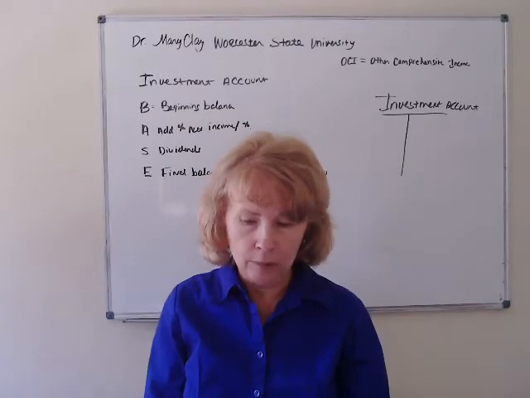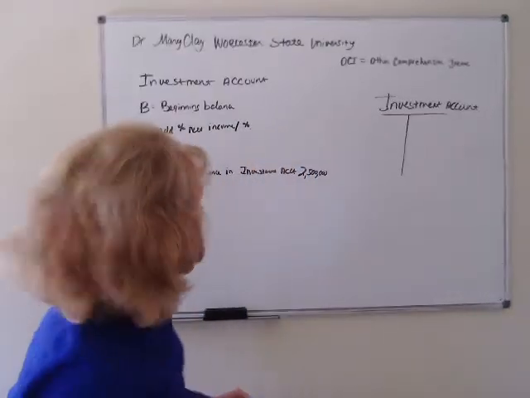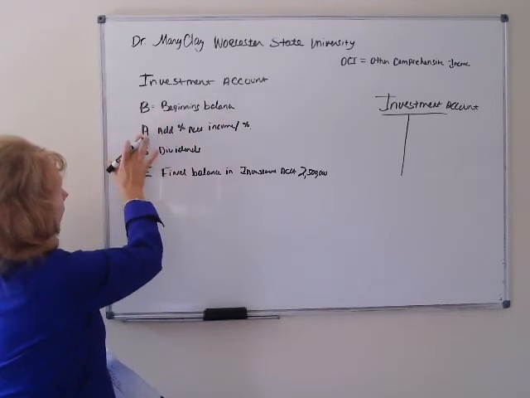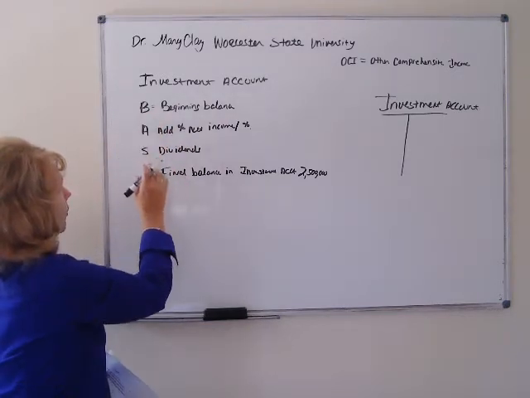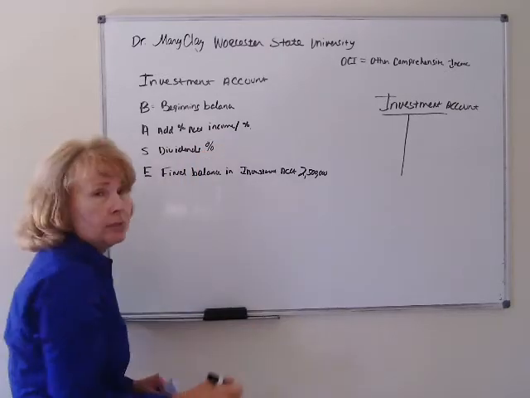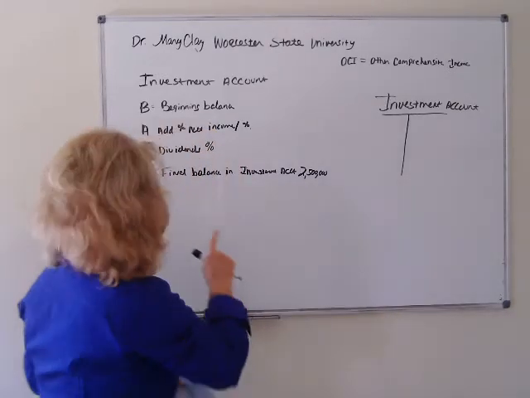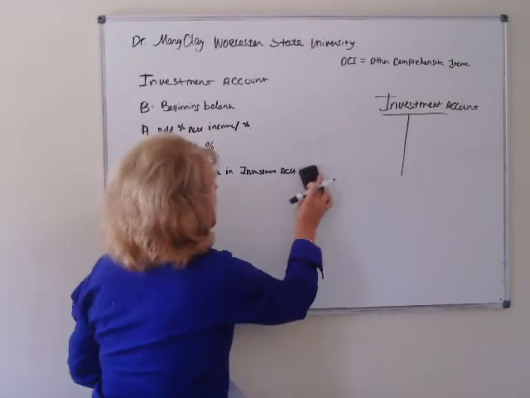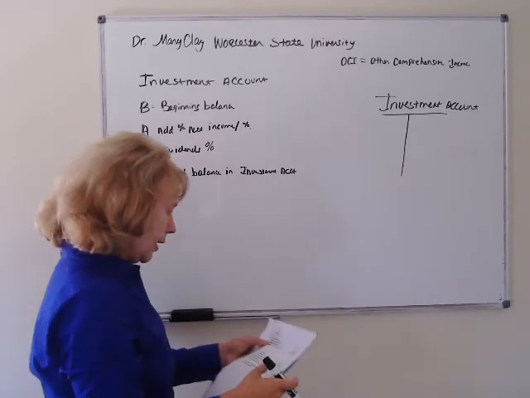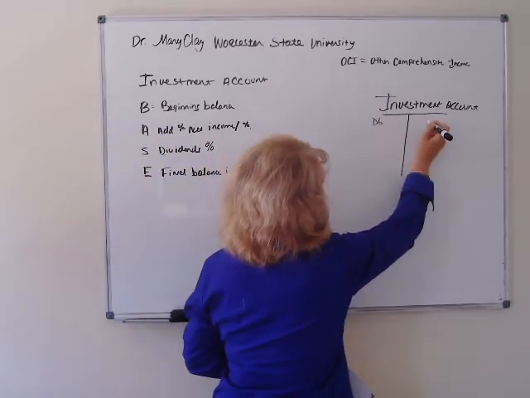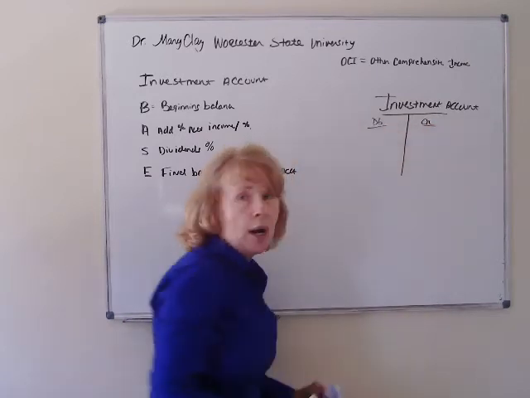All right, so we'll first put in, here's the base. You've got the beginning balance. You're going to add the percentage of the net income. You would normally take a percentage of dividends. However, this one's tricky. And then you're going to end with the final balance in the investment account. Oops, let me erase that. That was another video I did. And I'll also show you how you figure it out using a T account as well.